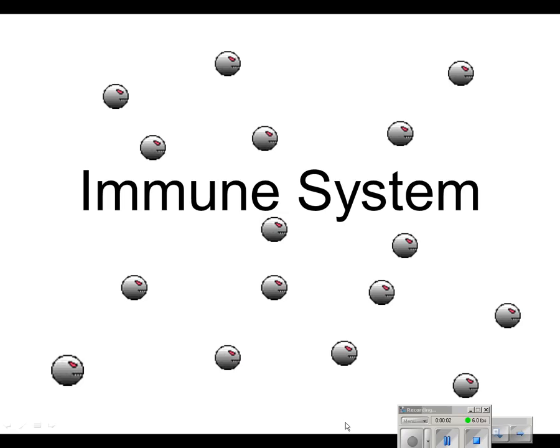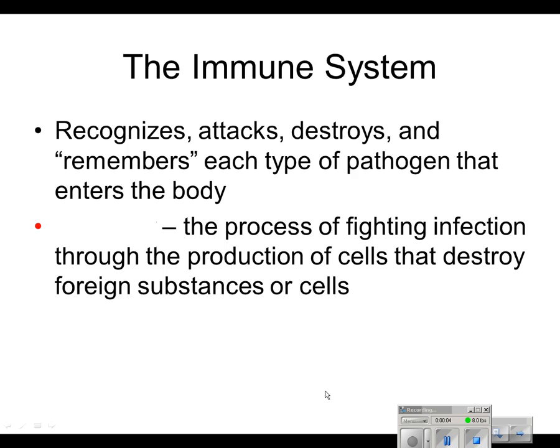Let's talk about the immune system. The immune system is going to recognize, attack, destroy, and remember each type of pathogen that enters the body. And immunity is defined as the process of being able to fight infection by producing cells that are going to destroy foreign substances or other cells.